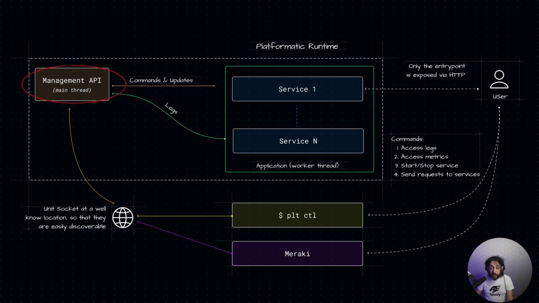What things can be done with those? Well, we can access the logs, access metrics, start and stop services and generically control them, but also send requests to services. In fact, the user can use Platformatic control to send a request down to the Unix socket that gets mapped to the management API, which is then translated as a command to one of the services, and then you get the data back. You can also access logs and so on. It's great. So how does it work?